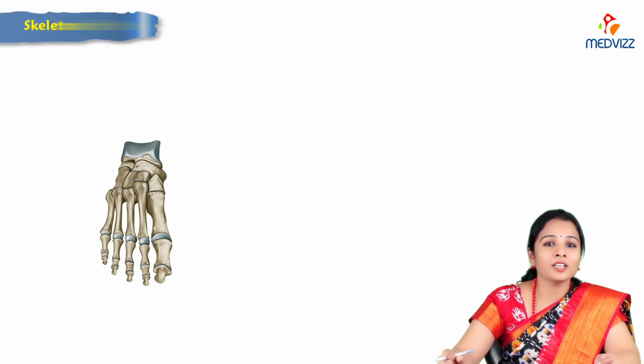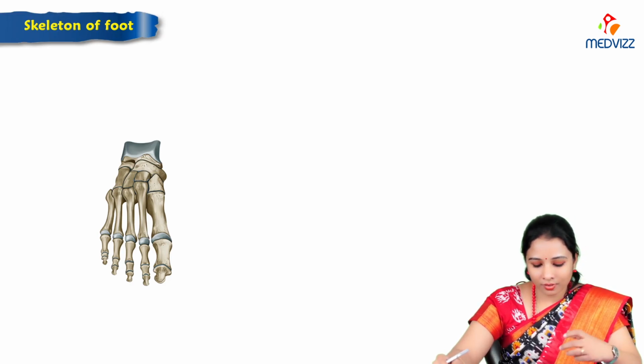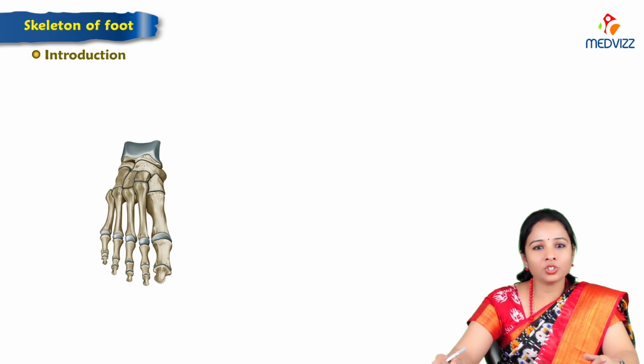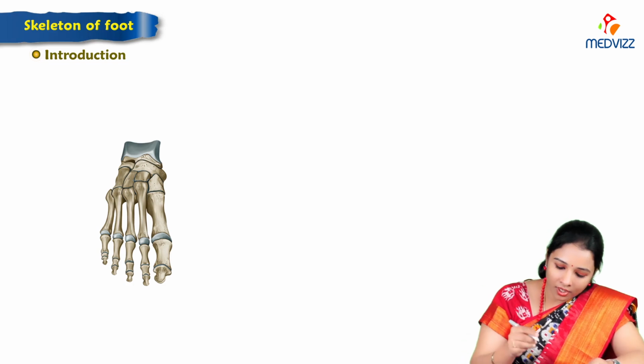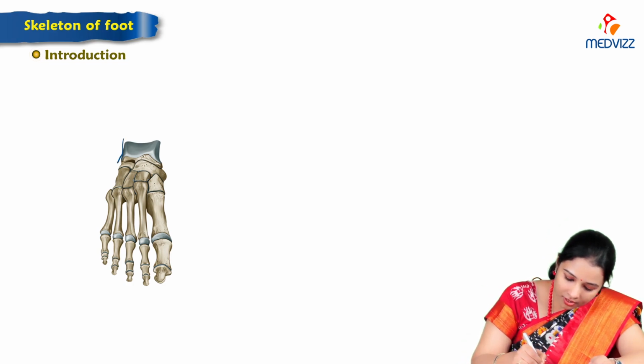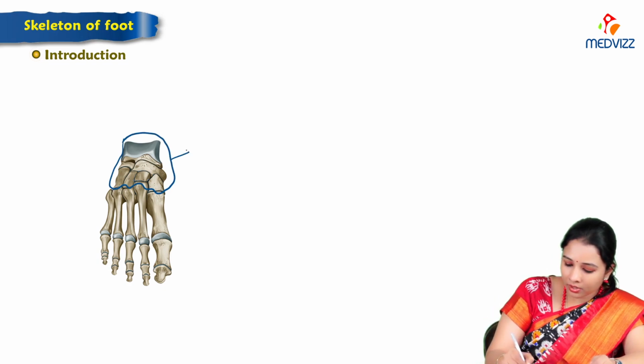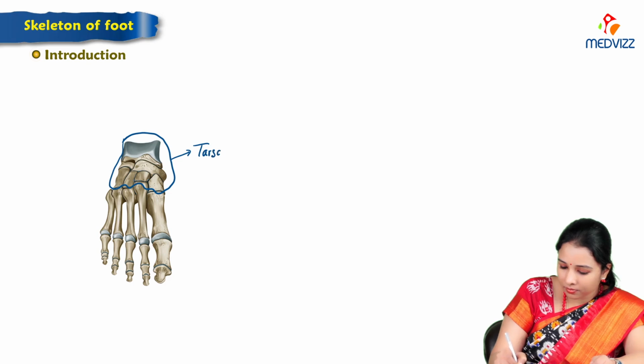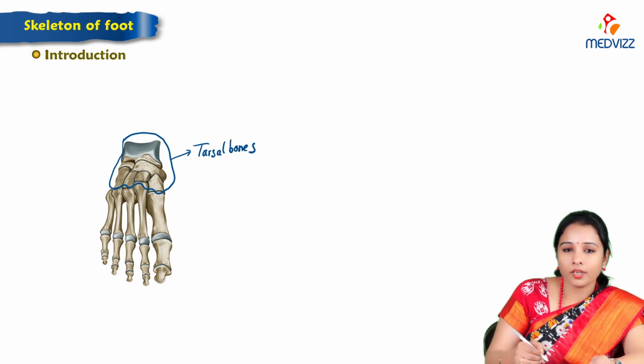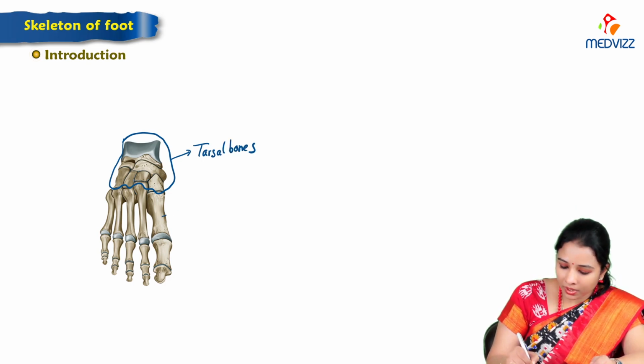Today's topic is skeleton of foot. So here is the image showing the skeleton of foot where we can see the tarsal bones. So these bones are called as tarsal bones. There are 7 tarsal bones. Anterior to the tarsal bones are the metatarsals.